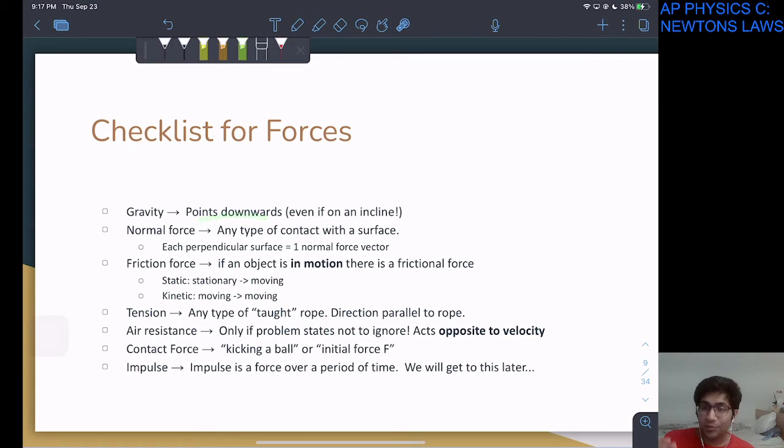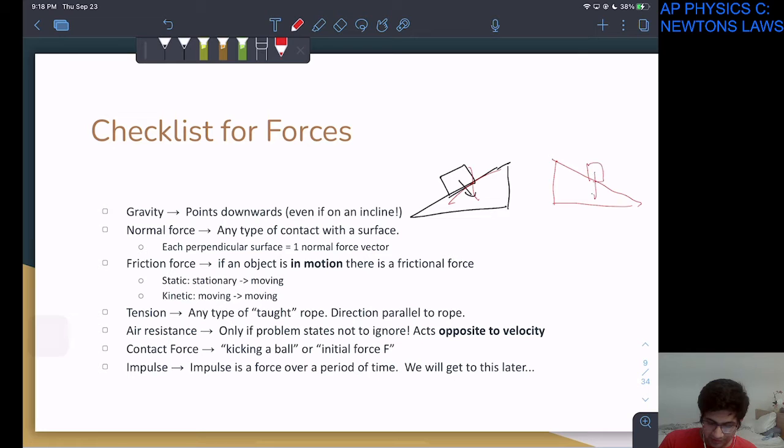Gravity points downwards to the center of the Earth. Even if an object is on an incline, and this is the biggest misconception, if an object is over here on an incline, it's not going to point like that. That's a big no-no. It's actually going to point straight down. The gravitational vector is going to point straight down towards the center of the Earth. You can decompose that into different components however you want to.